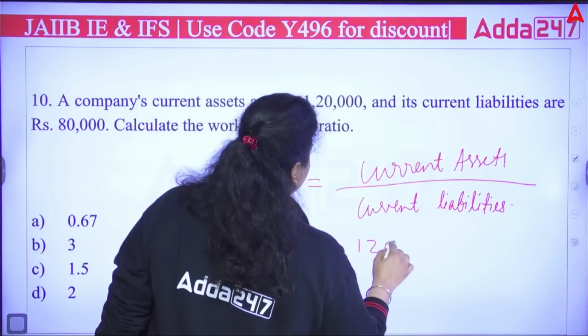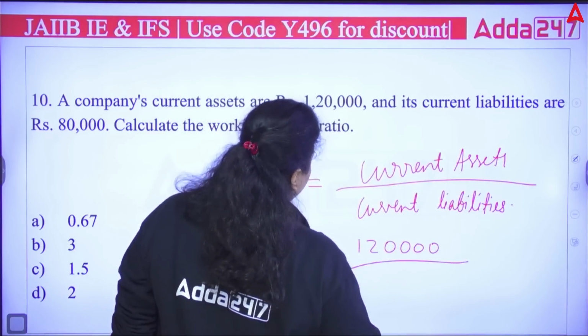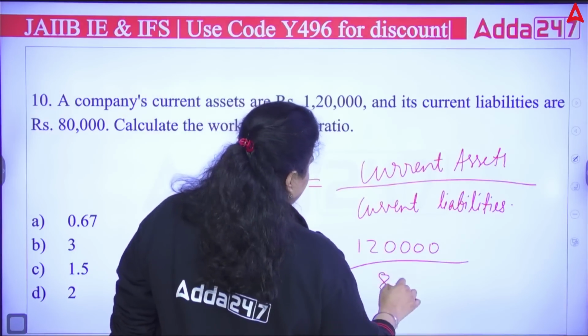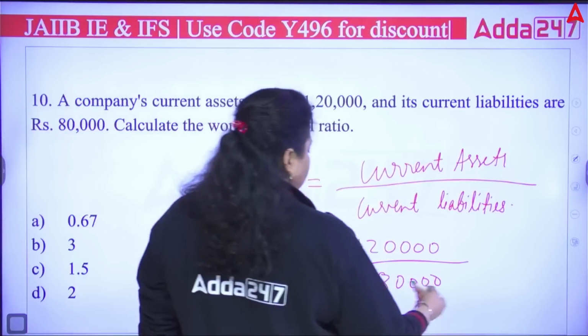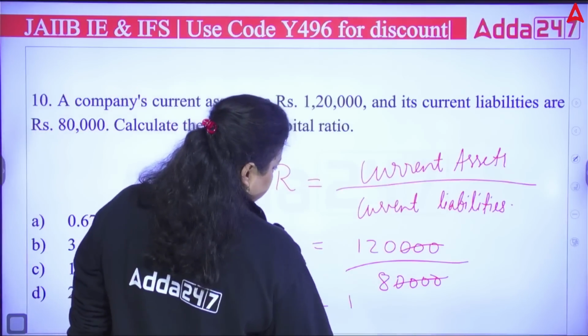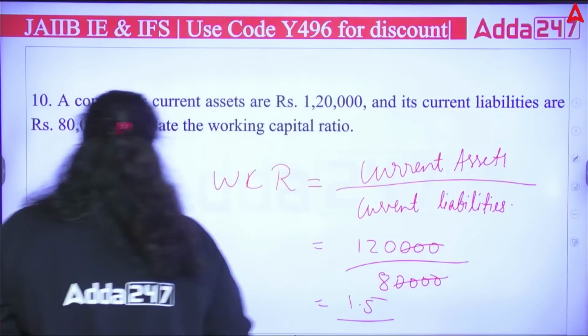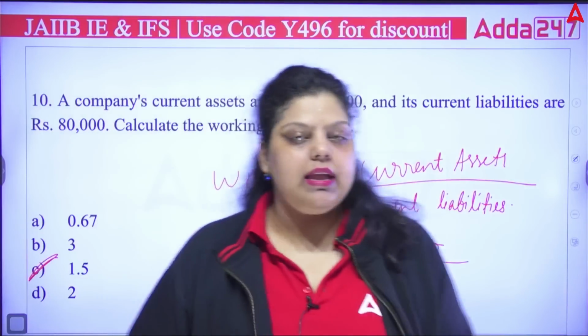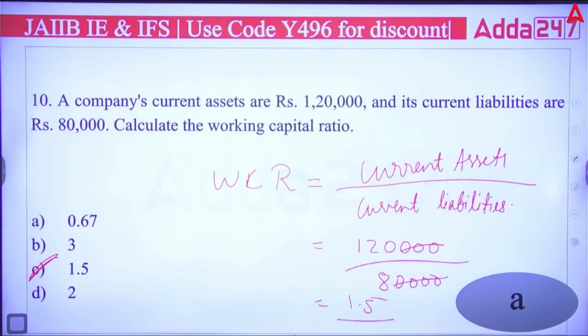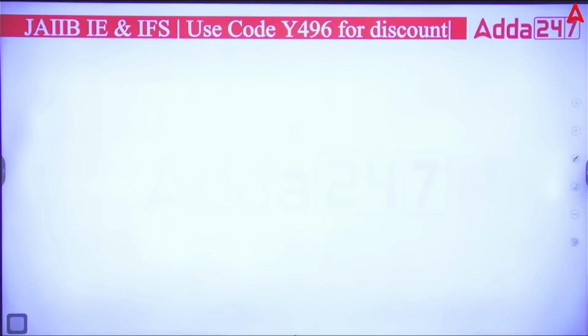Very simple question it is. You just have to remember the formula. So 1,20,000 divided by 80,000 will be 1.5. So right answer will be 1.5. The working capital ratio will be 1.5. So how to calculate the working capital ratio? Simply current assets divided by the current liabilities. That gives you the working capital ratio. And the right answer is not A, it is C, 1.5. Right answer is C.